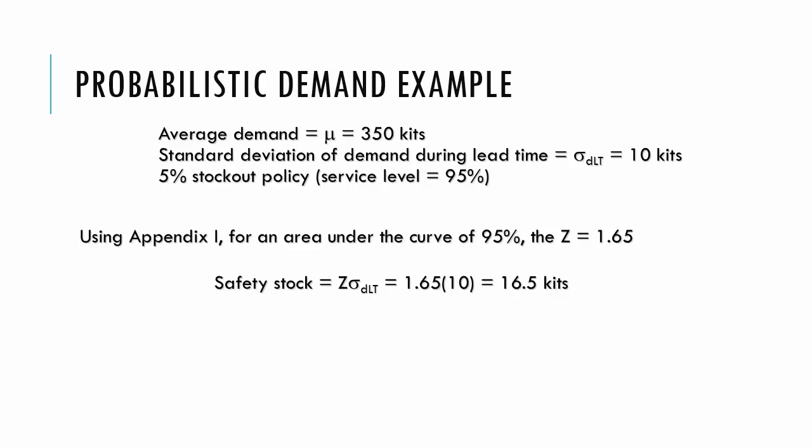Using Appendix 1 from the book, for an area under the curve of 95%, Z is 1.65. It's really 1.645, but who's counting?